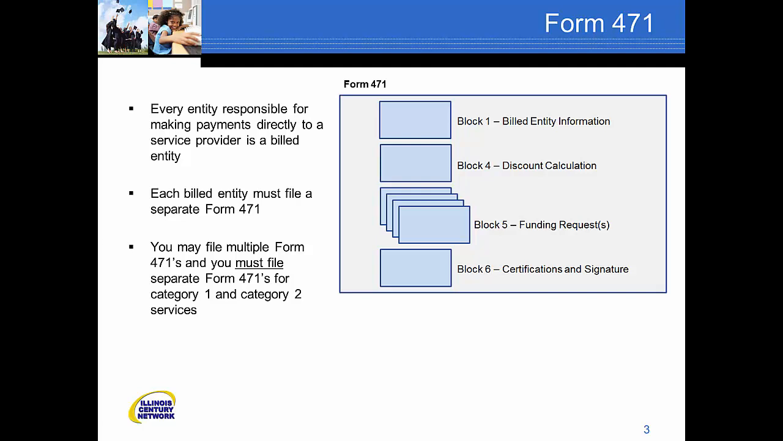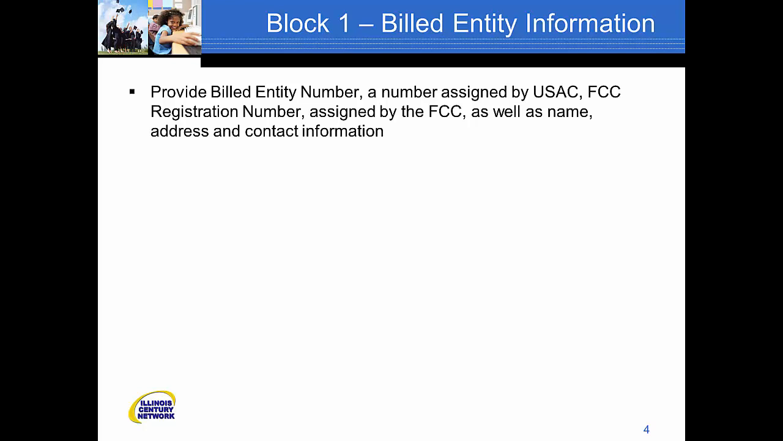Now, in the following slides, I'm going to go through at a high level what each of these blocks require in terms of data entry. So Block 1 is Billed Entity Information. This is where you enter your billed entity number, which is a number assigned by USAC. You would enter the FCC registration number assigned by the FCC, as well as the billed entity name, address, and various pieces of contact information.